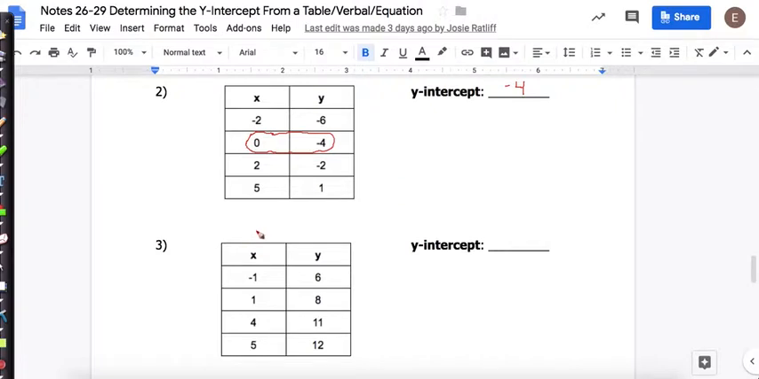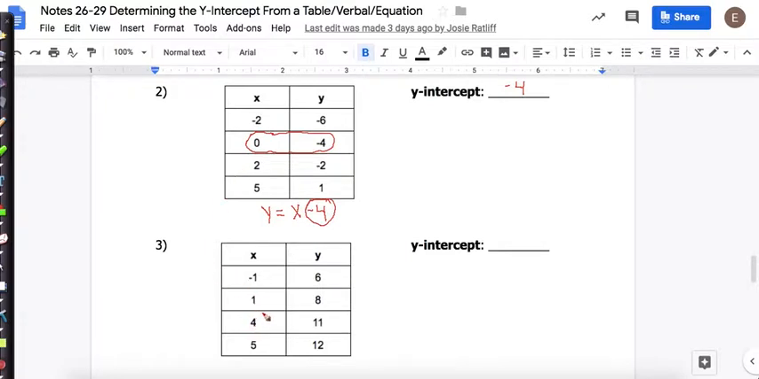So how do I get from 5 to 1? Subtract 4. So the equation would be y equals x minus 4. And then we could use that to come up with the y-intercept of -4. So both methods will work. And then we also have the pattern method as well, if you like that.